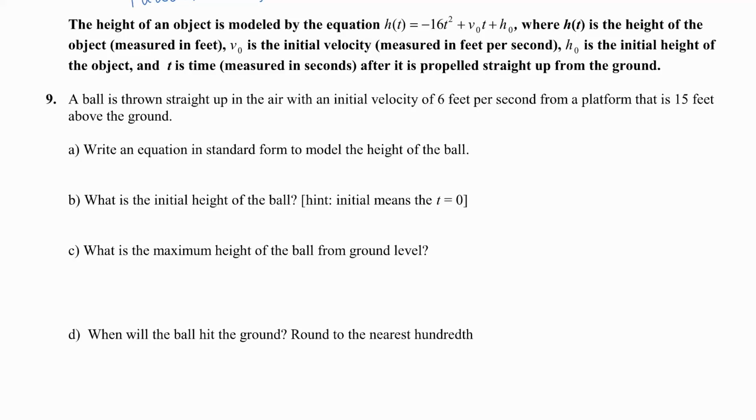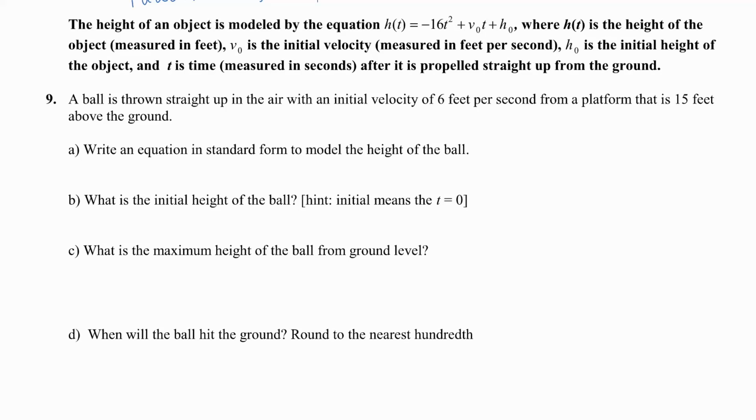All right, and then lastly, a little application of quadratics in standard form. Okay, so a couple of things. This happens when we have free-falling objects, or objects that we throw up in the air and they fall down, or even toss across a field. So the height of an object is modeled by this equation: h of t equals -16t squared plus v naught, v sub 0, times t plus h naught. That's your initial value, where h of t is the height of the object measured in feet. V naught is the initial velocity measured in feet per second, h naught is the initial height of the object, and t is measured in seconds after it is thrown straight up from the ground.